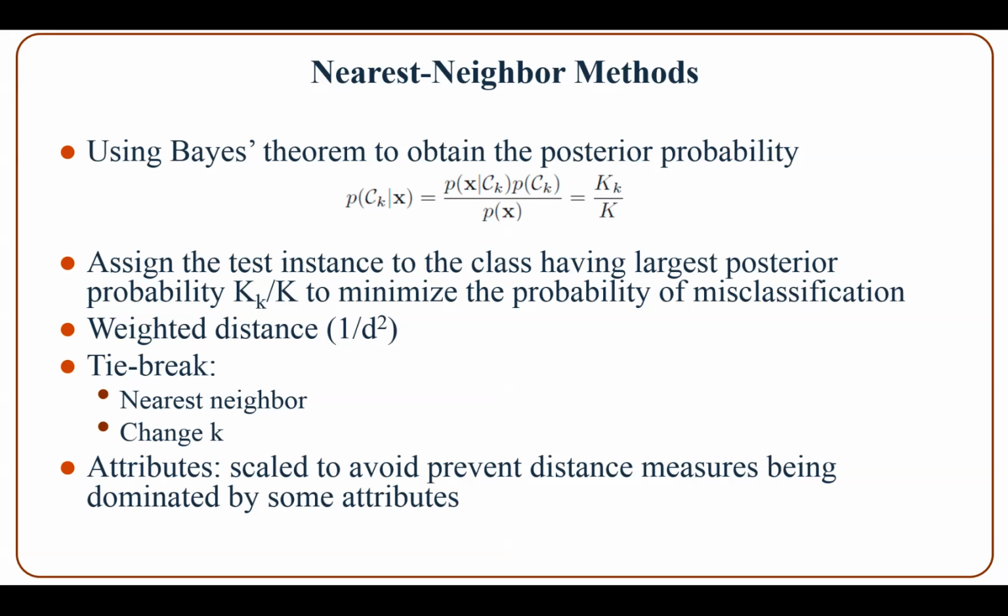The voting scheme can also be weighted by the distance. Ties may occur when the number of instances in each class are equal. Ties can be broken at random or using the nearest neighbor, or the value of k can be adjusted. And before calculating the distances, attributes should be scaled to avoid distance measures being dominated by some attributes.